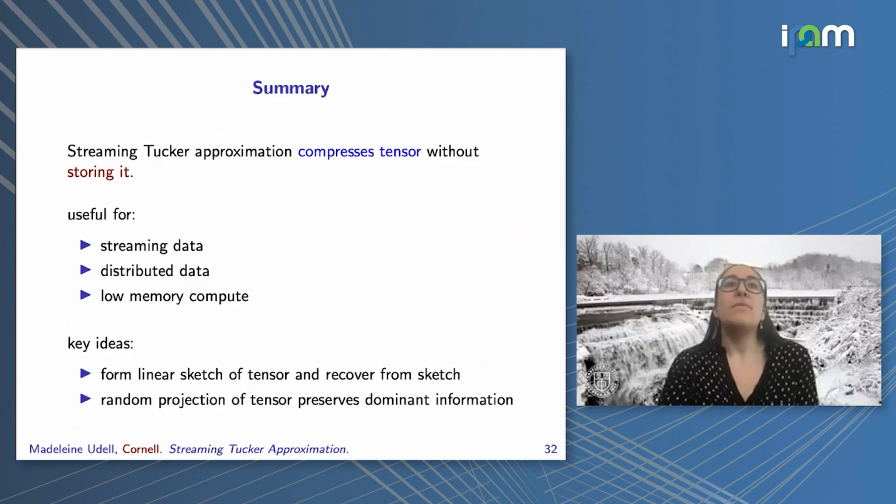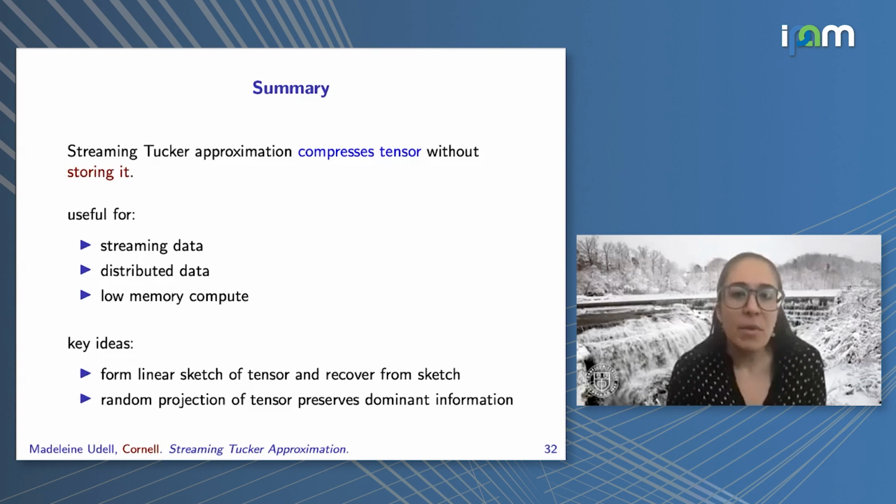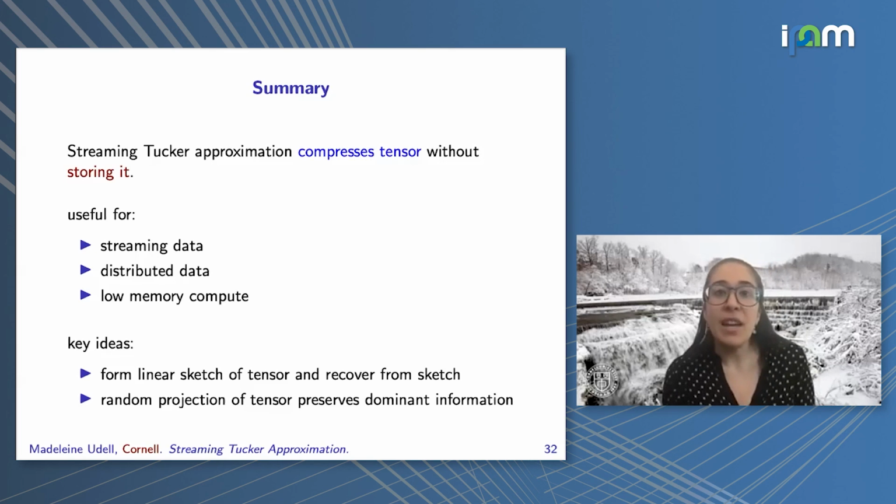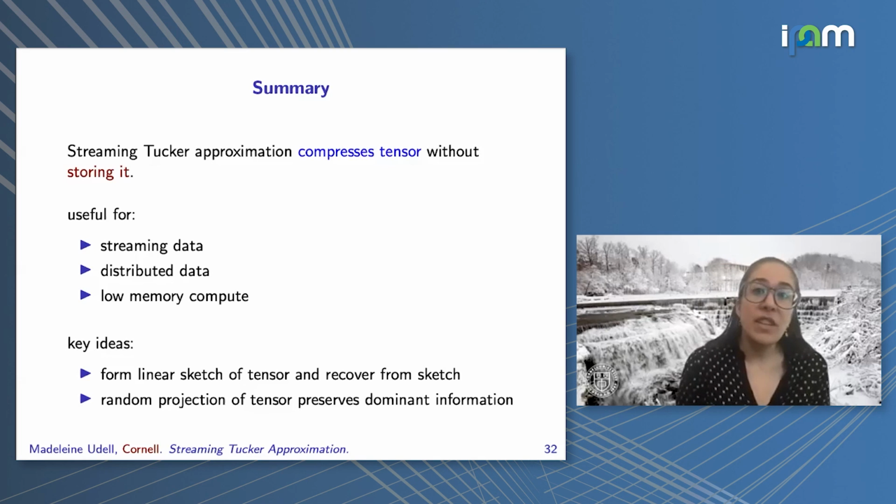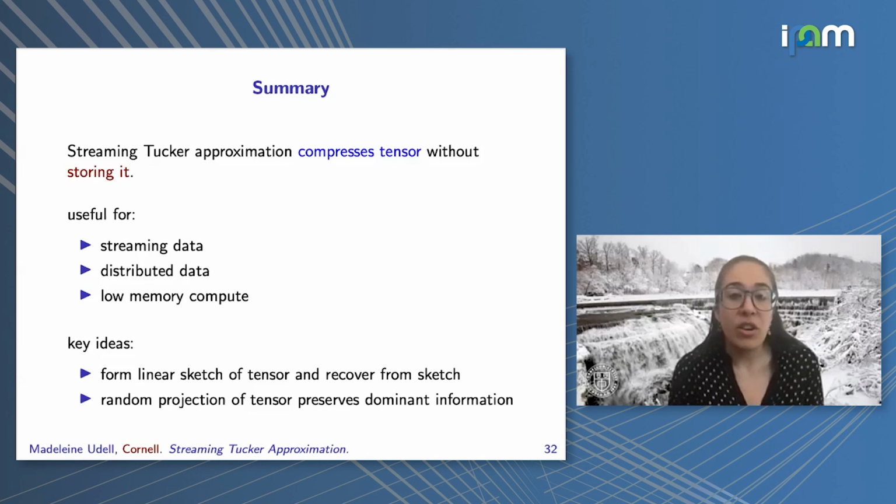Let me end there. The streaming Tucker approximation compresses the tensor without storing it. This makes it useful for streaming data, distributed data, or anytime you want to do low memory compute. The key ideas are that you can form a linear sketch of the tensor and recover from that sketch, and that the random projection of a tensor preserves the dominant information along each mode.